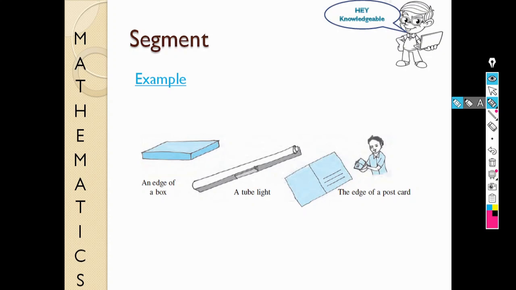So let's see some examples of a segment. An edge of a box, so this is a segment. A tube light, so this is also a segment. Similarly, the edge of a postcard, so this is also a segment.